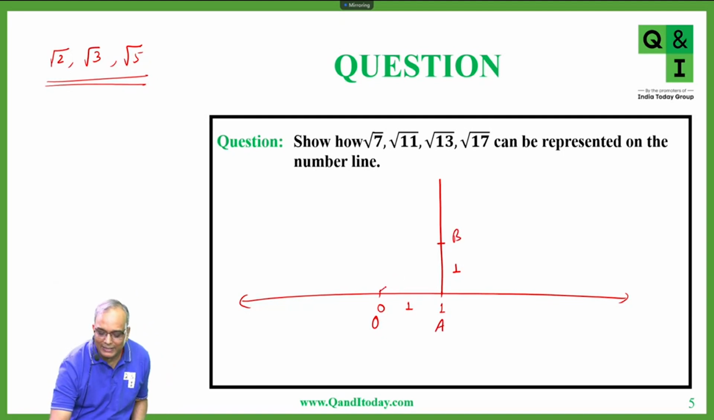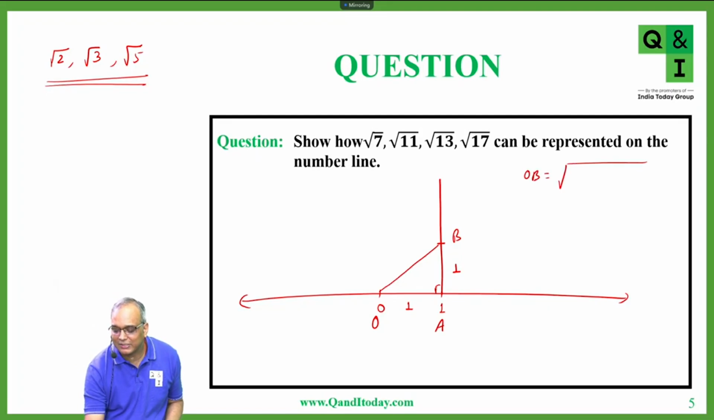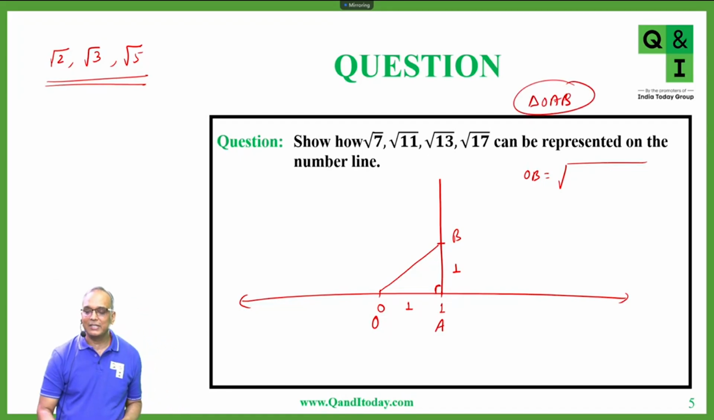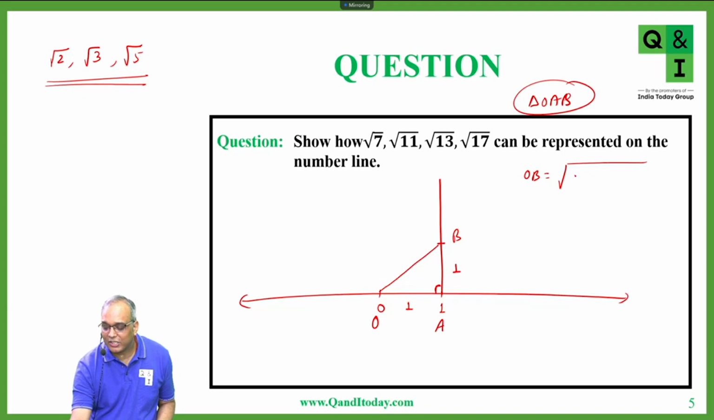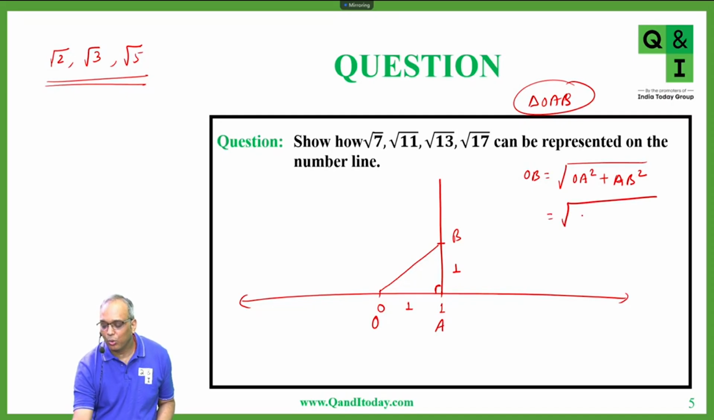If I join OB, we know that, because this is perpendicular, we have this triangle OAB, which is a right angle triangle. OB, by Pythagoras theorem, can be found as root under OA square plus AB square. When you put the values, OA is 1 and AB is also 1.